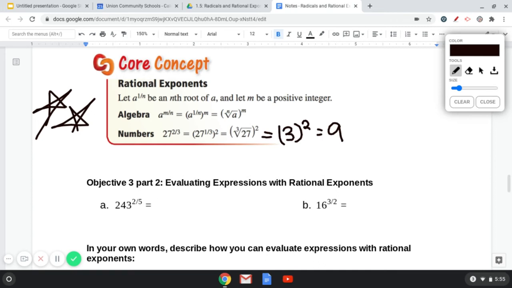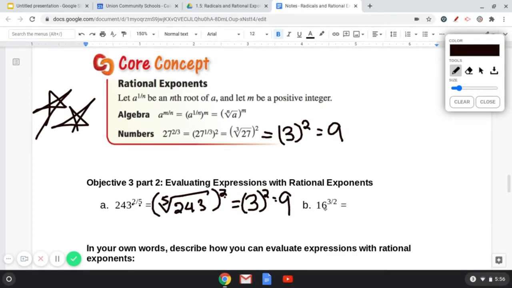And we can do this no matter the situation. So if we have 243 to the 2/5 power, this is the 5th root of 243 quantity squared. Keep in mind that whatever is in your denominator here, this 5, becomes the index of our radical. And whatever's in the numerator is just a normal exponent. So the 5th root of 243 is 3, actually. So this is just 3 squared, which equals 9.